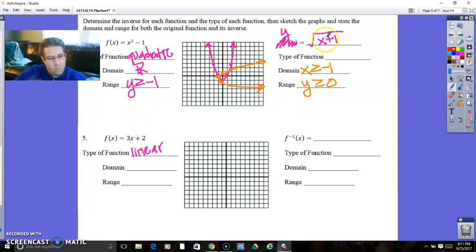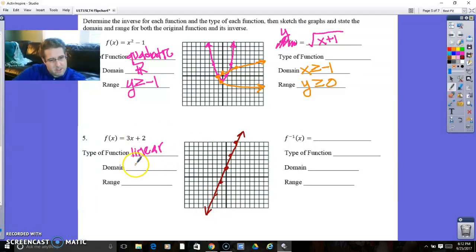All right, so number 5. Linear equation. So a little bit easier this time. I'm just going to graph y equals mx plus b. So plus 2 is the y-intercept. Slope is 3: up 3, right 1, up 3, right 1. All right, so that gives us the original function. Or down 3, left 1, down 3, left 1 is the exact same thing.